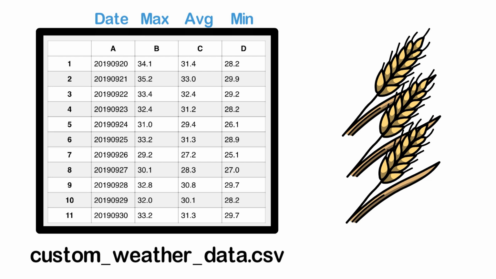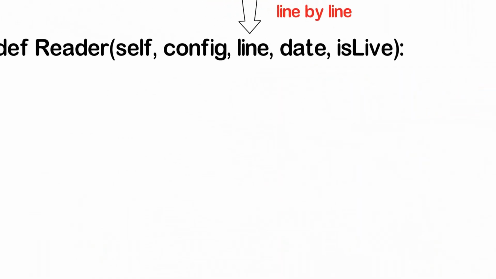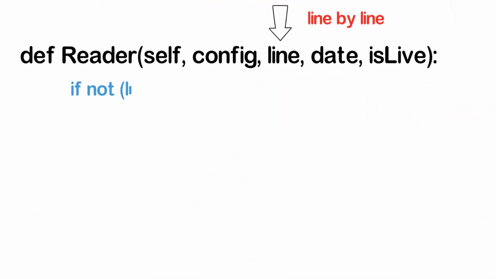Here, it might also be useful to take precipitation, the weather forecast, and other variables into account. That said, you now hopefully have a good understanding of how this custom weather data is structured. Remember that this data now gets fed to the reader method line by line.